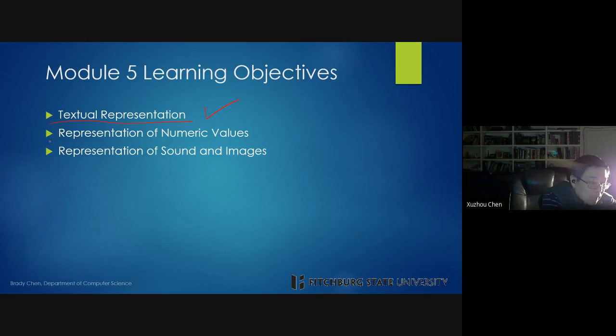And then we're going to talk about how to represent numeric values, numbers, like a number like 20, 25, or even floating point numbers. How can I represent a number? And then we can talk about how you can represent some kind of multimedia data, like sound, images, also video. We are not going to talk about video, but basically, video is just an image. Instead of using a single image, video basically consists of a whole bunch of images put together. So video is basically the image.